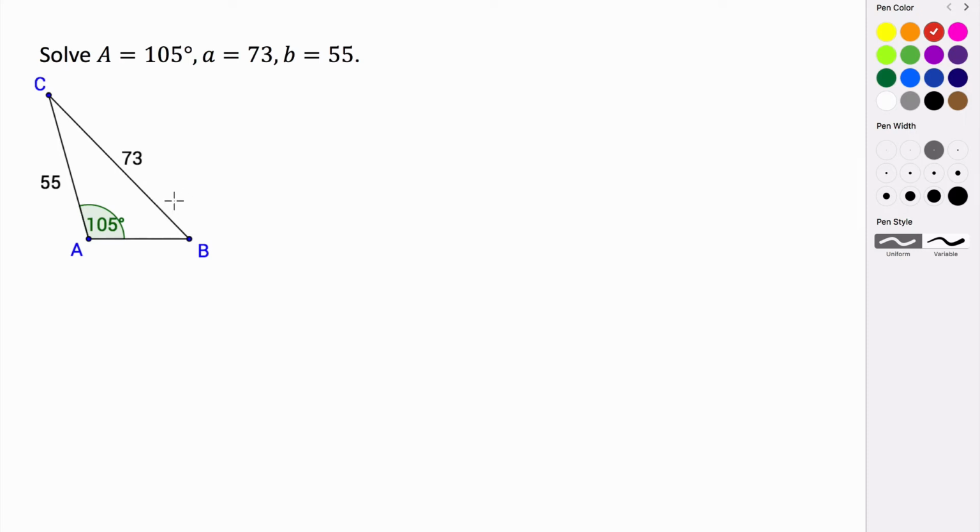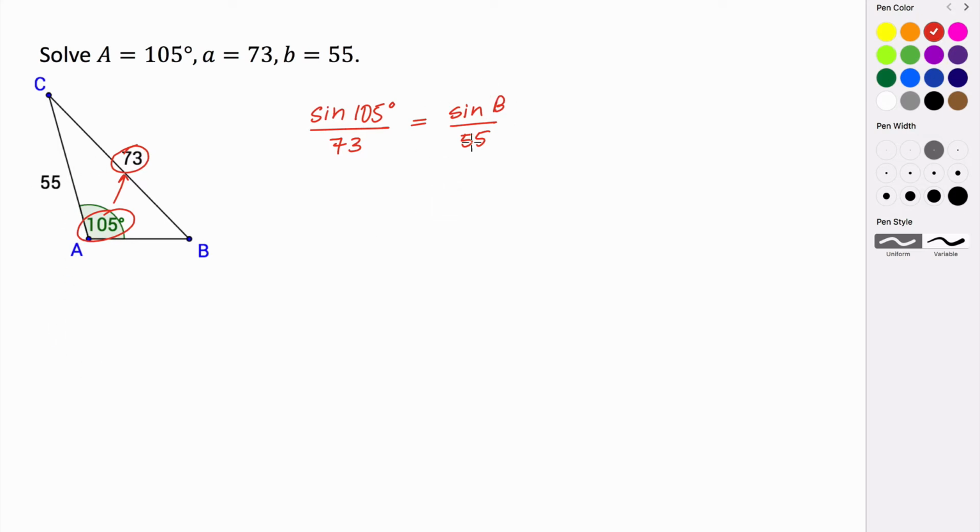So let's go ahead and solve this using the law of sines. So we're going to solve for angle B first. So using the law of sines, we have this. We have an angle side pair here with 105 and 73, right? So we can use law of sines. So it says the sine of 105 degrees divided by 73 equals the sine of B, angle B, divided by 55. Again, this is a side-side angle triangle because it's two sides in the non-included angle.